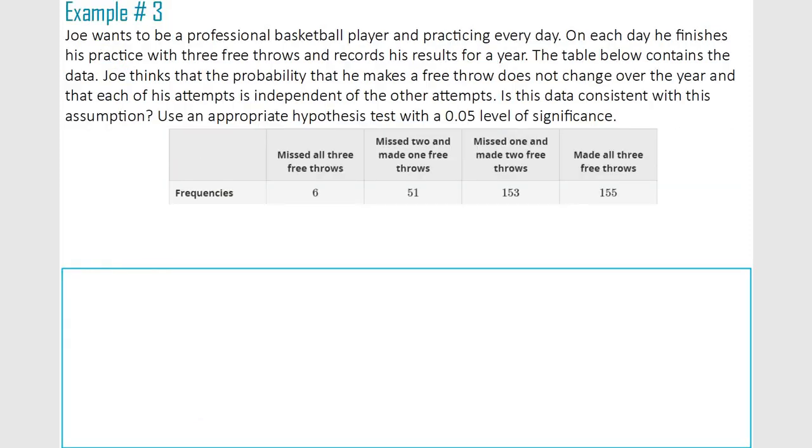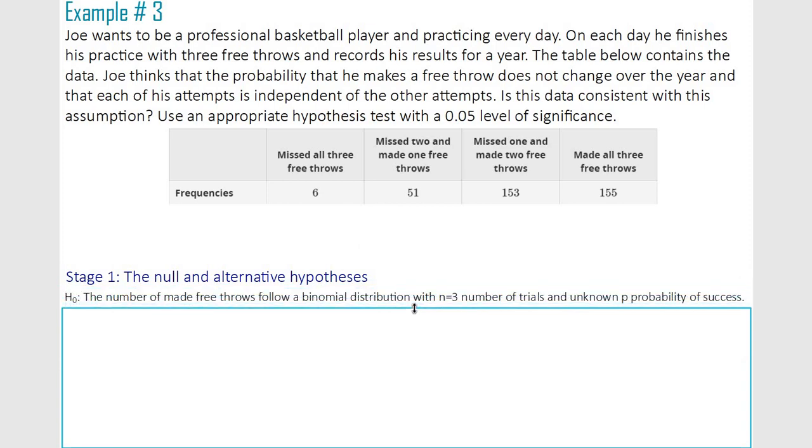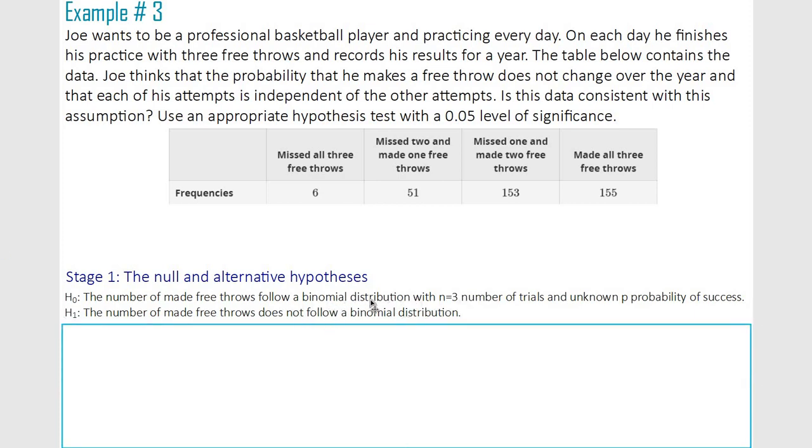Okay, so let's do another example. Joe wants to be a professional basketball player and collected all these results at the end of a year. We want to see if this is consistent with our assumption, so we have to state our hypotheses. The null hypothesis is that the number of free throws follows a binomial distribution with unknown probability of success. The alternative hypothesis is that it doesn't follow a binomial distribution.